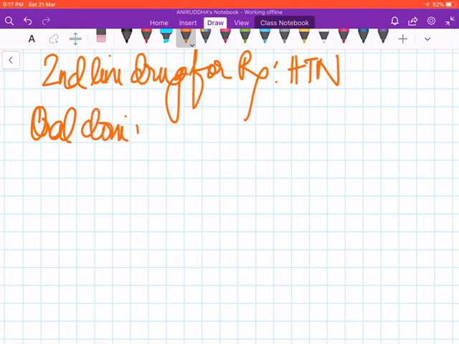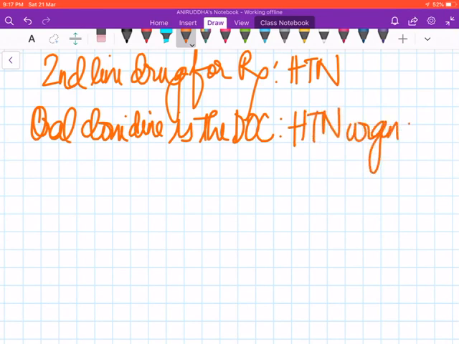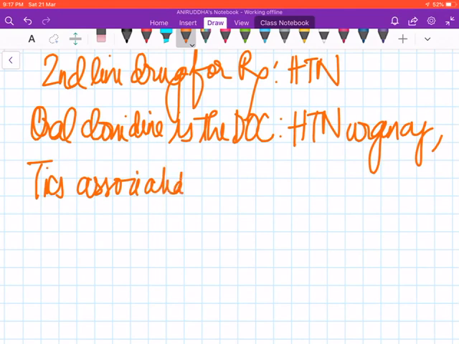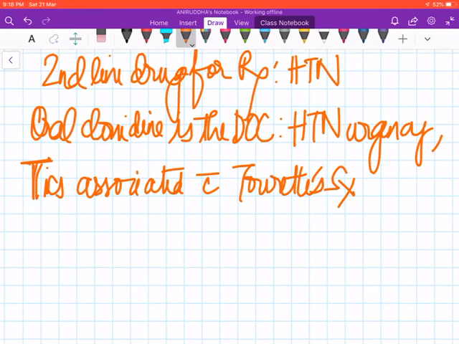Oral clonidine is the drug of choice for hypertensive urgency, and I hope you remember the difference between hypertensive urgency and emergency. It is also the drug of choice for tics associated with Tourette's syndrome. Do you remember the pathophysiology of Tourette's syndrome? Yes, please go back to your neuroanatomy books and search it. It's there. There is actually transient ischemia in certain parts of the cerebral cortex which leads to the tics. Yeah, so oral clonidine is the drug of choice for hypertensive urgency, and tics associated with Tourette's syndrome.